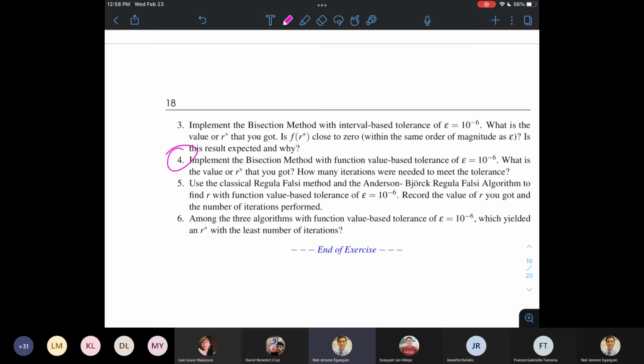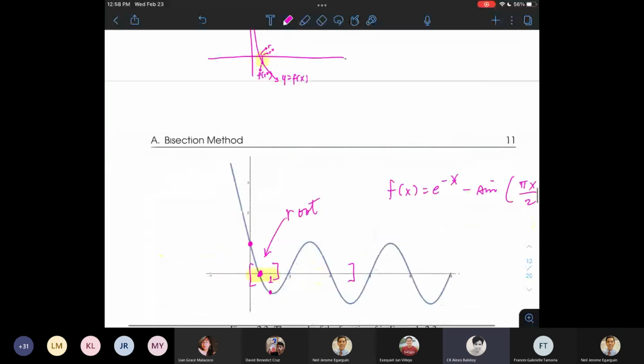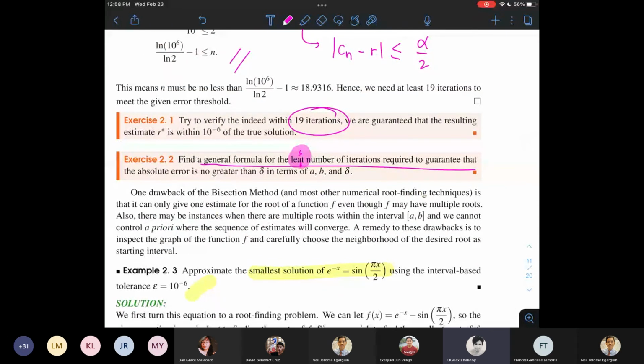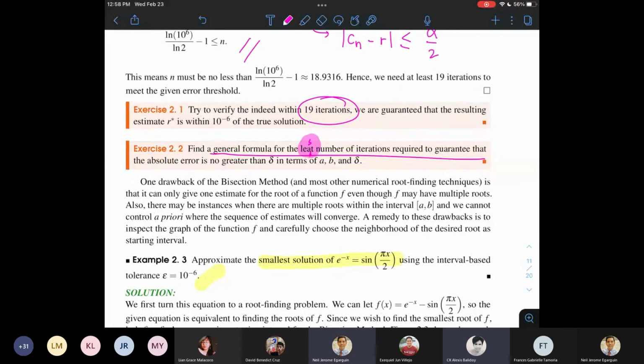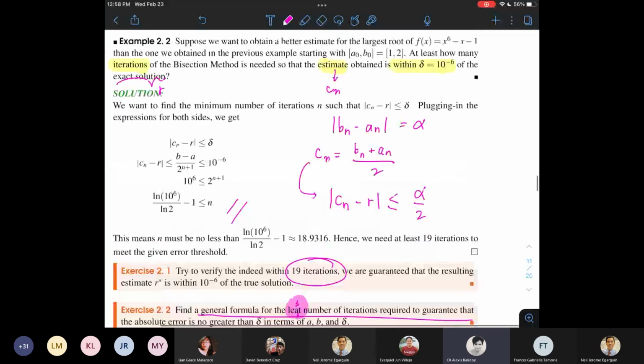CK, may tanong ka ba? Kaya ka nag-raise ng hand. Yes po, sir. Yes, go ahead. Napansin ko lang po kasi, sir, sa example 2.2 and example 2.3. Kasi po, sir, dun sa exercise 2.1, we have to verify that indeed within 19 iterations, we are guaranteed that the resulting estimate is within 10 to the negative 6 of the true solution. Kaya ako po, sir, nasabi dun is example 2.2, 2.3, same po yung length ng interval, which is 1. Tapos yung tinignan ko po sa page 11, yung figure 2.4, it's already at iteration 19, pero yung length po nung interval is not yet less than 10 to the negative 6.